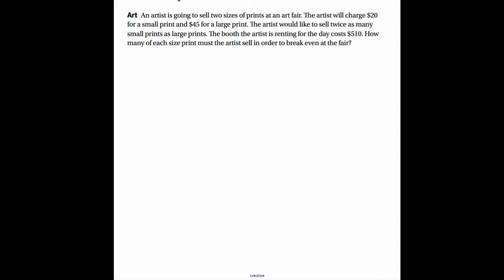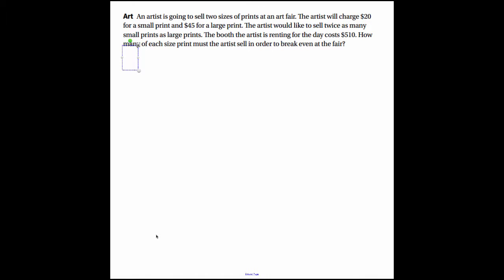So let's go ahead and define our variables. The first variable is going to be for my small prints. So I'll use the variable S, and it'll be the number of small prints sold. Because remember in the question it says how many of each size, so our variable has to stand for quantity. My second variable is large, and L kind of looks like a 1, so instead I'll use G for grande, and then we'll do the number of large prints sold.